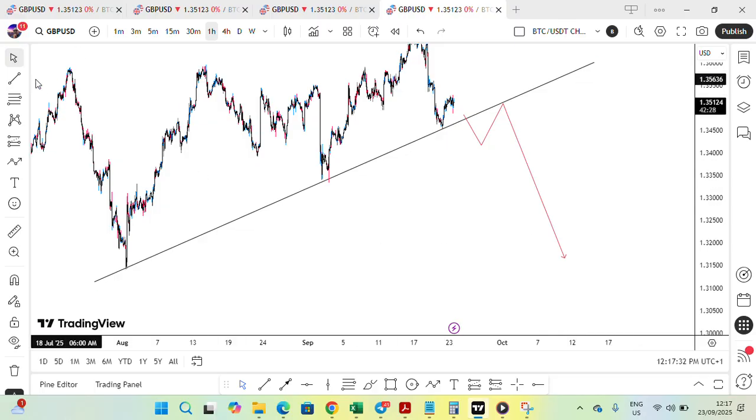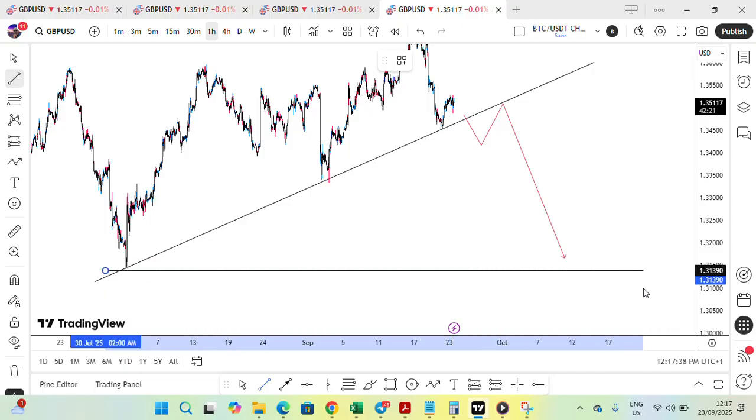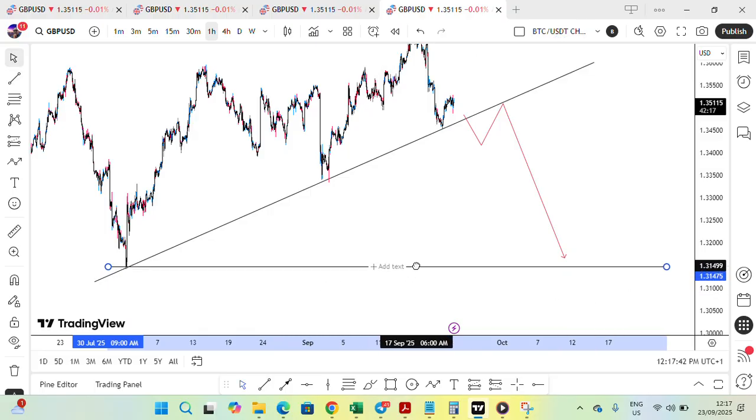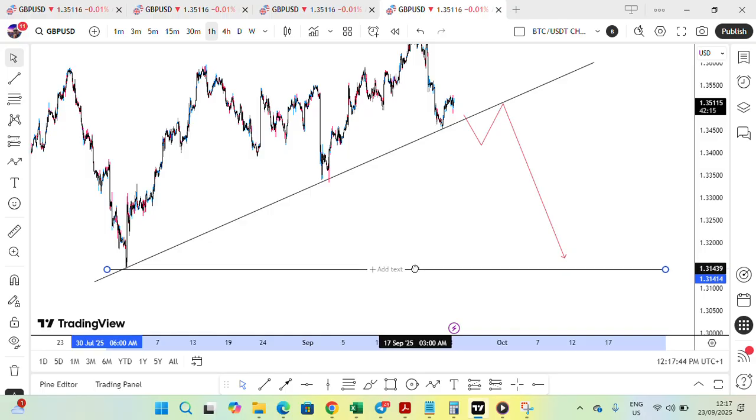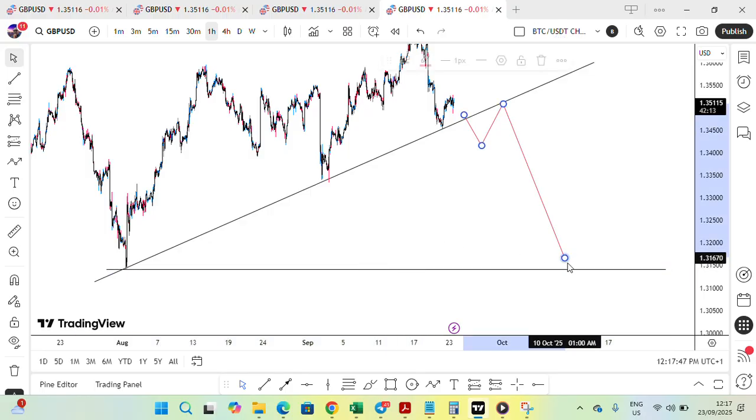Now, where do I target as my take profit? I will target this level. I'll target this level as my take profit.